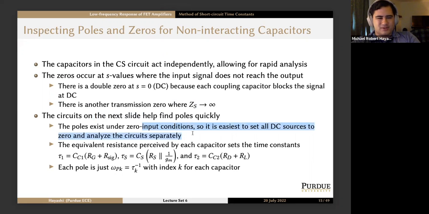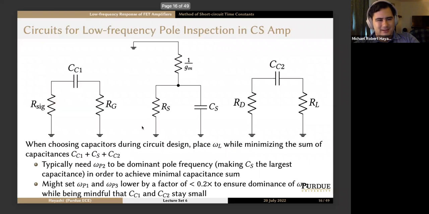The circuits on the next slide will help find the poles quickly. The poles exist under zero input conditions, so that's part of the natural response, not the forced response. So we might as well turn off all of our sources. We set the DC sources to 0 and analyze the circuit separately, which means voltage sources become short circuits. Let's do this real fast, going through these last two sub bullet points and then looking at this.